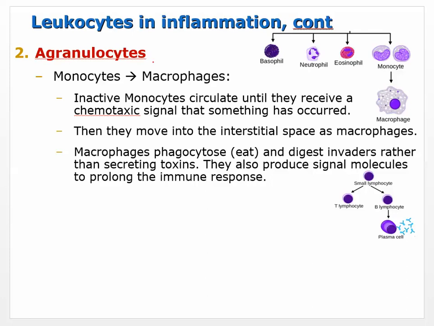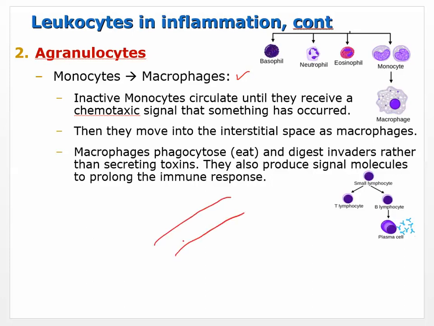And then there are the agranulocytes. Macrophages are agranulocytes, so they don't produce granules. Their big, powerful superpower, I guess, is phagocytosis. Inactive monocytes circulate until they receive a chemotaxic signal. I'll go ahead and mention what a chemotaxic signal is.